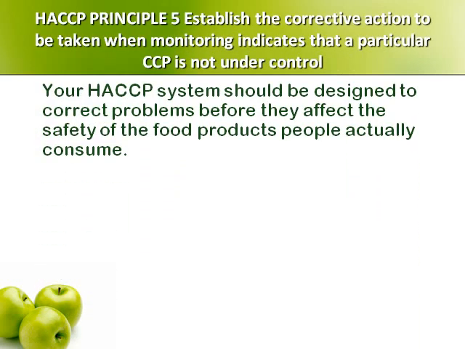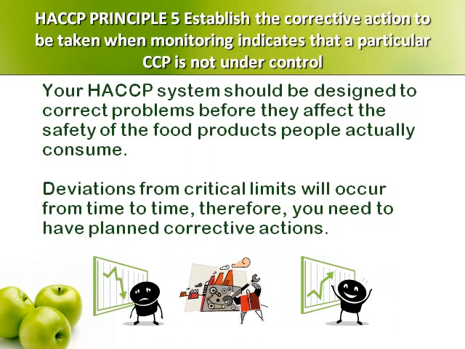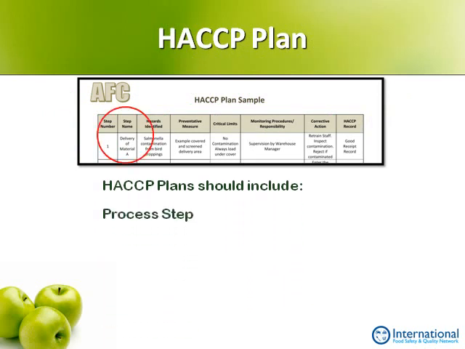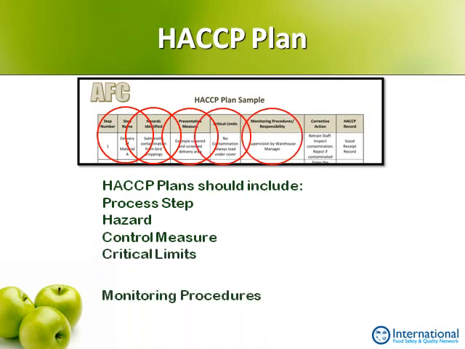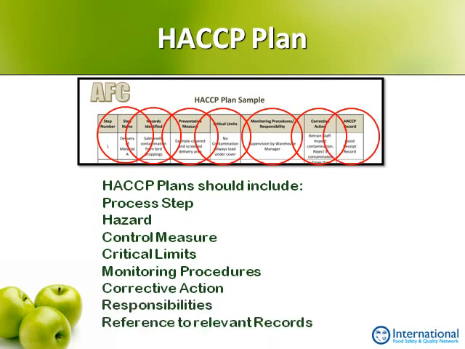Your HACCP system should be designed to correct problems before they affect the safety of the food products people actually consume. HACCP plans should include process step, hazard, control measure, critical limits, monitoring procedures, corrective action, responsibilities, reference to relevant records.